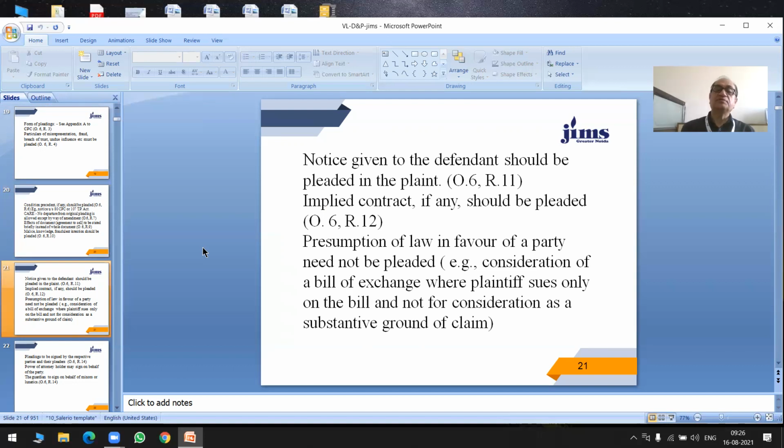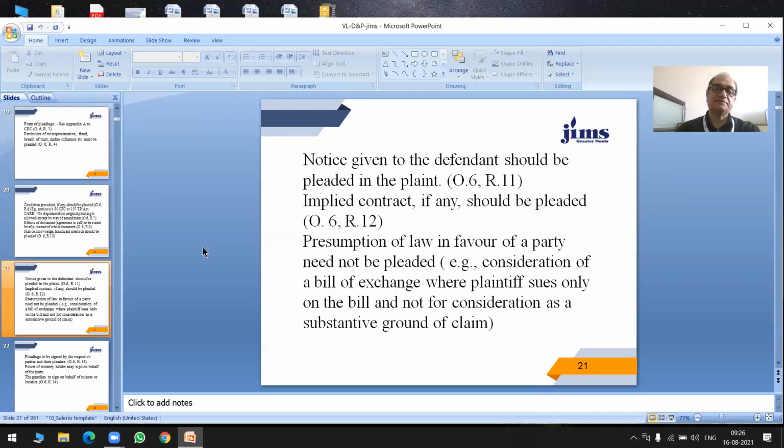The notice, as I told you, any kind of notice which you have given to the defendant before filing a suit, that factum of notice given to the defendant should be pleaded in the plaint. This is the mandate of Order 6, Rule 11 of CPC. And if there is any implied contract, that should also be pleaded in the plaint.